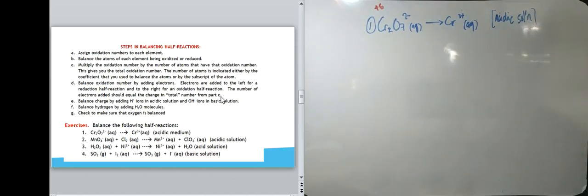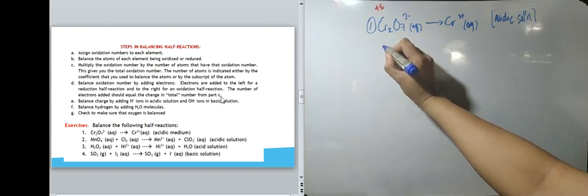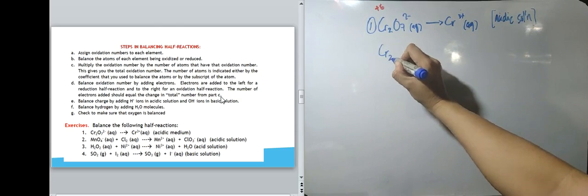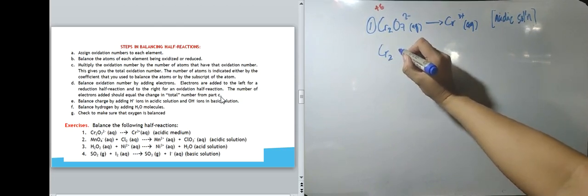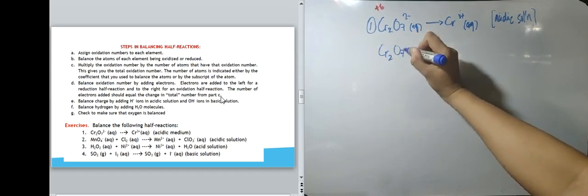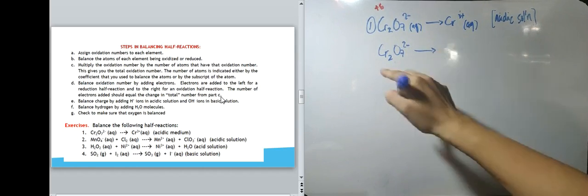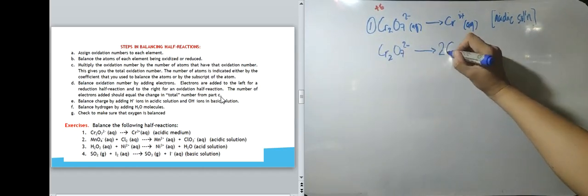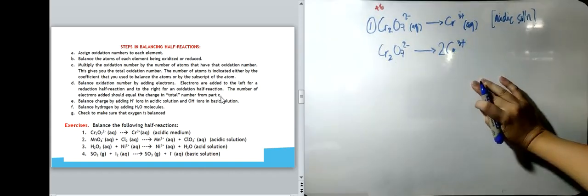Alright. So from step B, balance the atoms of each element being oxidized or reduced. So let's see. So balance the atoms. So we have here 2 Cr2. So why dalawa tayong Cr dito? There should be 2 Cr as well here. Okay.